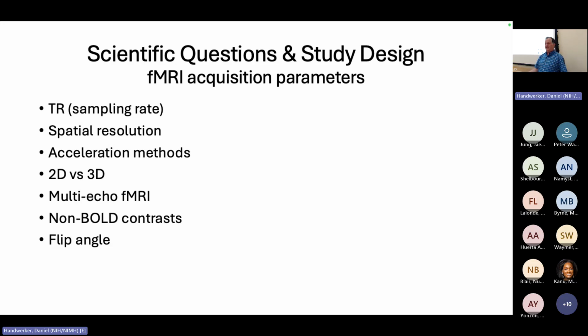There's multi-echo fMRI. Come back Thursday, in 2 days, to hear my talk about multi-echo fMRI. A lot of what I talk about is BOLD contrast, which is a T2 star contrast, but there are other contrasts that are blood volume sensitive or blood flow sensitive. And then there are parameters like flip angle, which I think someone was asking me about when I talked the other day.